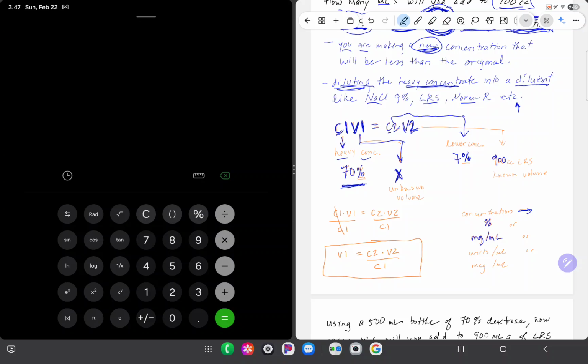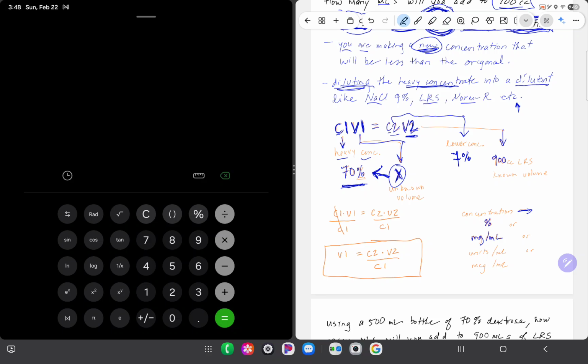So we only have one unknown variable, and that needs to stay always with the heavy concentration, or the big percent. And then the other two are on the other side of the equation: C2, concentration 2, is the lower concentration, the lower percent, which they stated in the math problem as 7%. And V2, the volume that we're using, we know that one as well. It's going to be 900 mils of the LRS that is hanging on my patient.